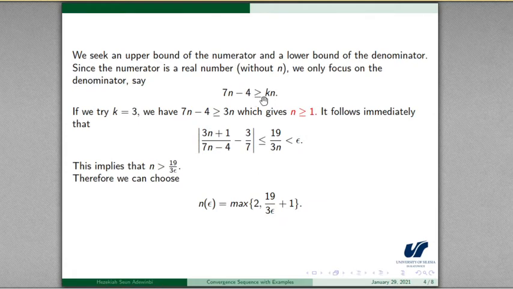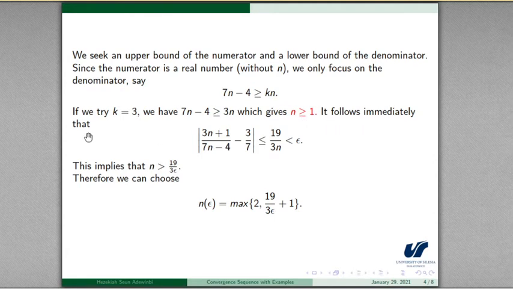So it's greater than or equal to kn because this is just a function of n. Suppose this n is n squared, this will be kn squared as well. So if we try k equal to 3, now in picking the value of k, we have to be very careful. Then we have 7n minus 4 greater than or equal to 3n, which gives n greater than or equal to 1. When we simplify this inequality, we arrive at n greater than or equal to 1.